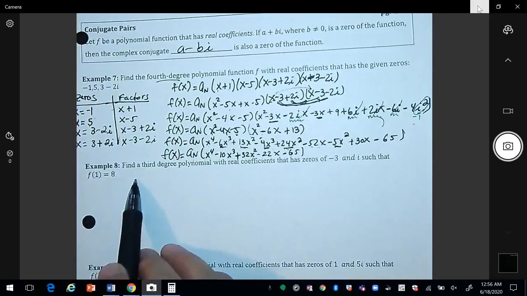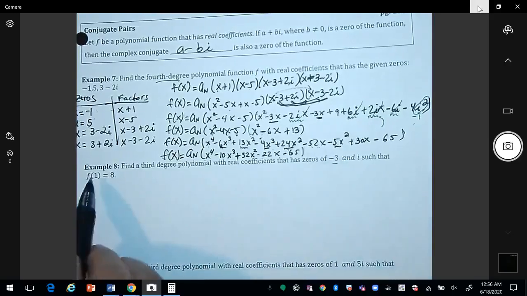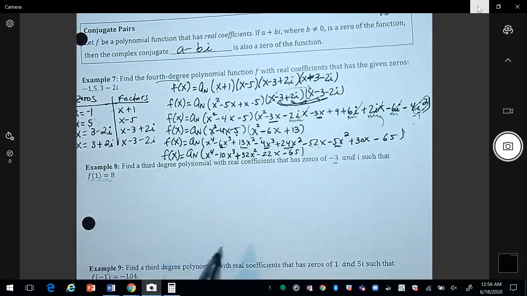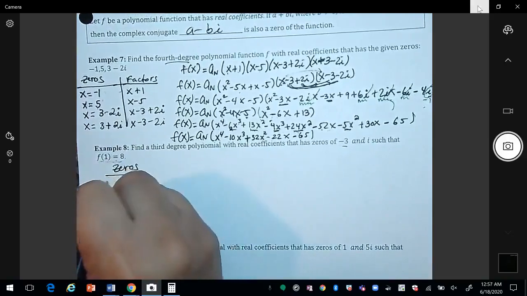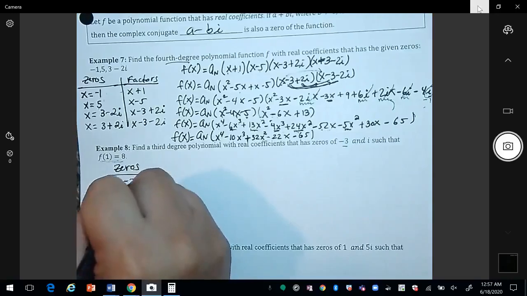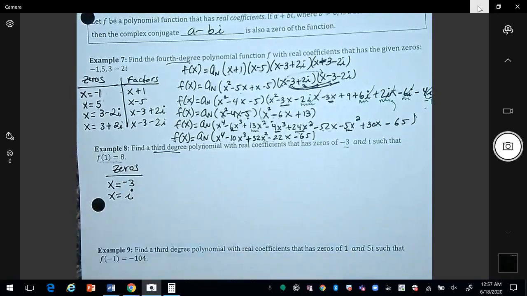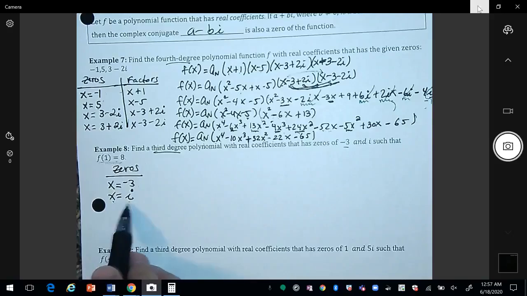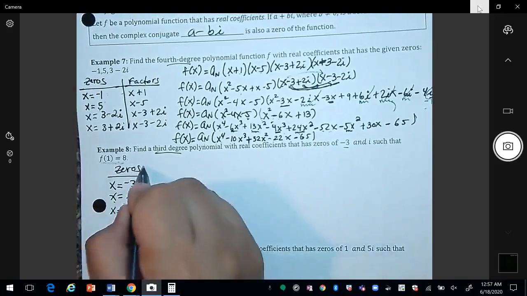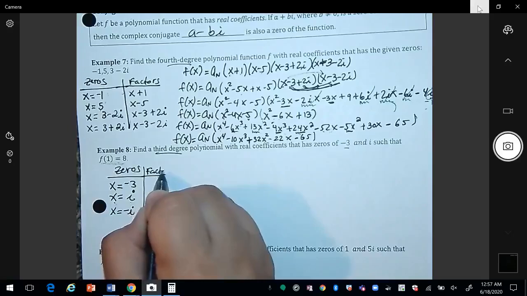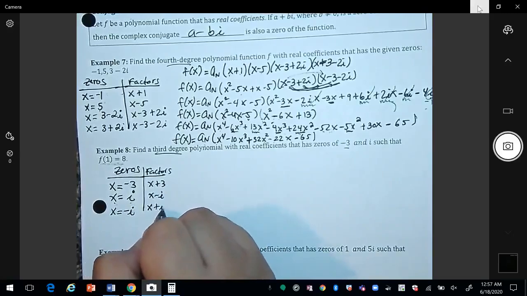But in example 8, they are going to give us some more information. So they give us the zeros, but then they also give us this extra information. So for example, the zeros are x equals -3 and x equals i. We're looking for a third degree polynomial. We have a complex zero, so the conjugate, in this case -i, is also going to be a zero. So my factors would be x plus 3, x minus i, and x plus i.